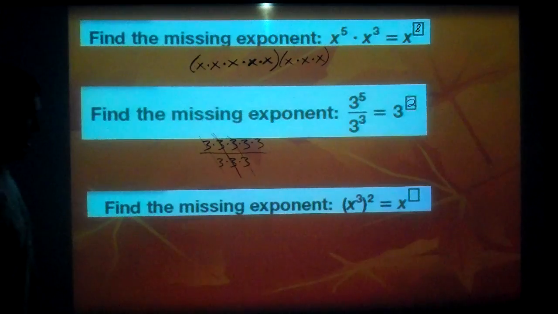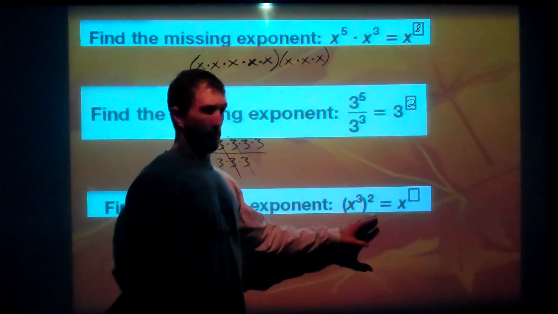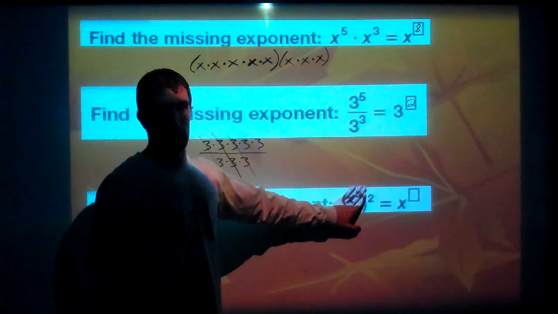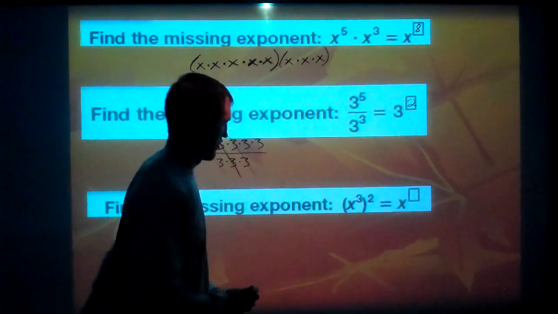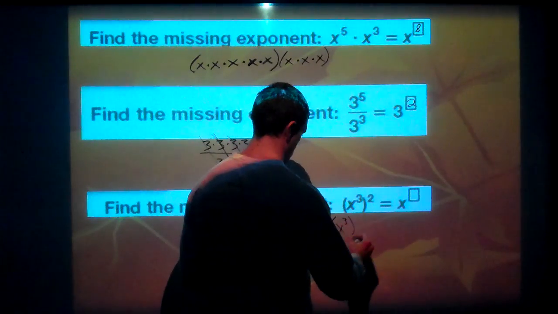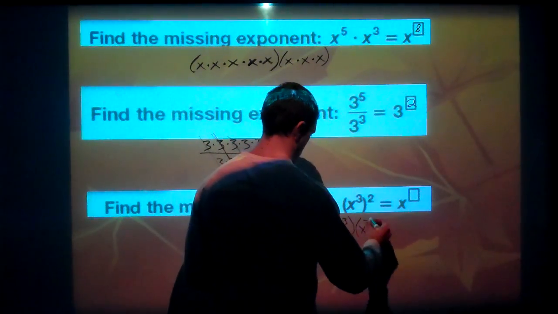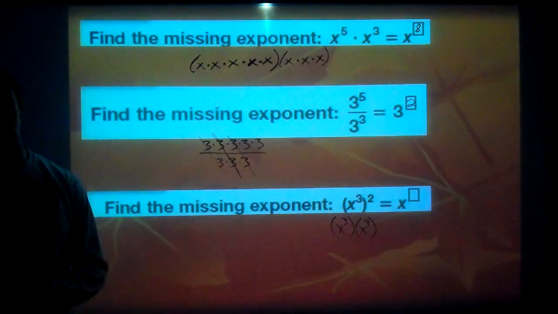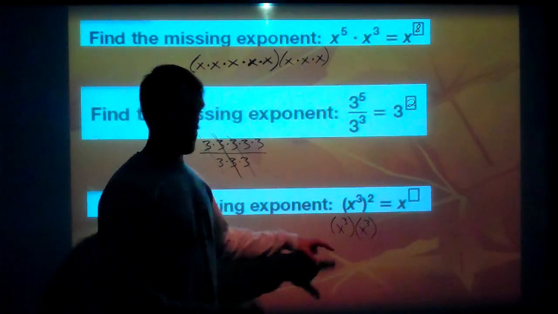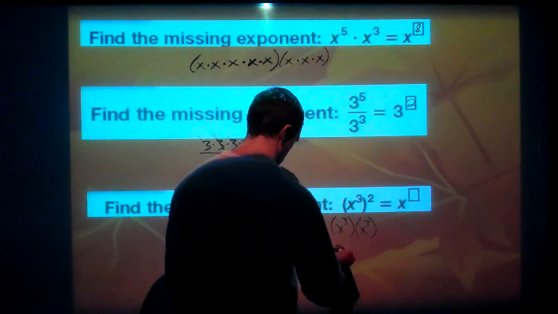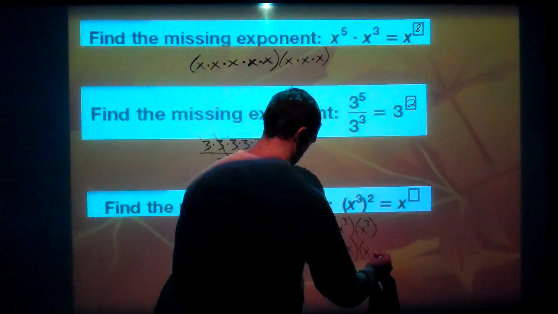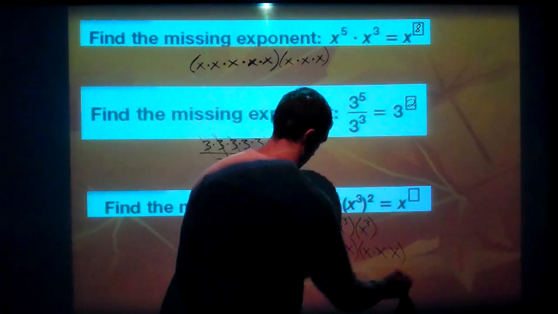Alright, so once again, find the missing exponent. We have x to the third to the second power. Now remember, anything to the second power means we're going to multiply that thing together twice. So we have x to the third times x to the third. Or, if we write this out the extreme long way, we know that x to the third is x times x times x, times x times x times x.